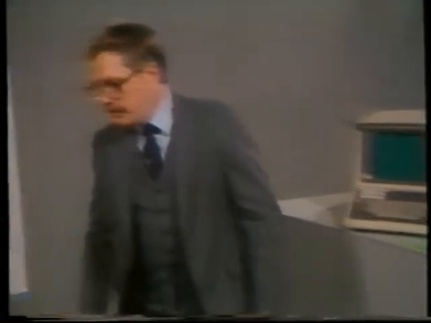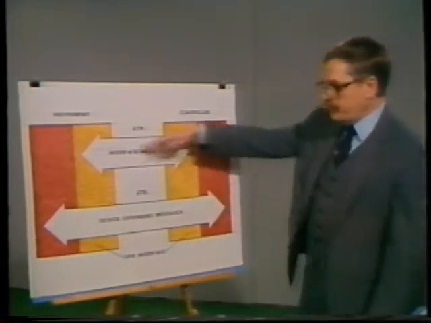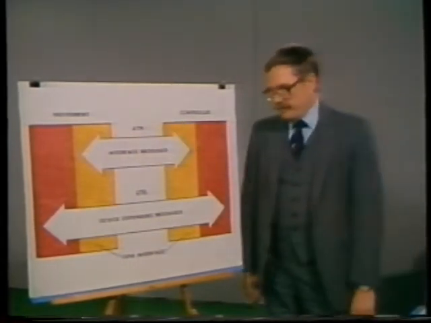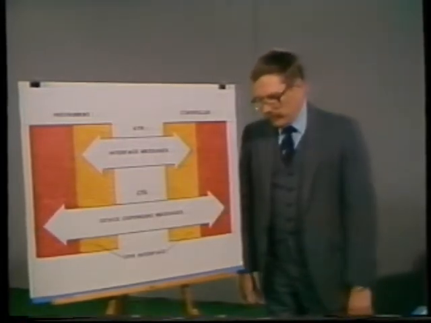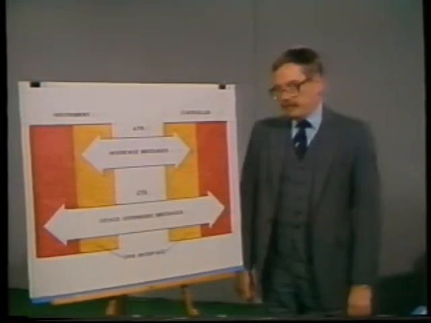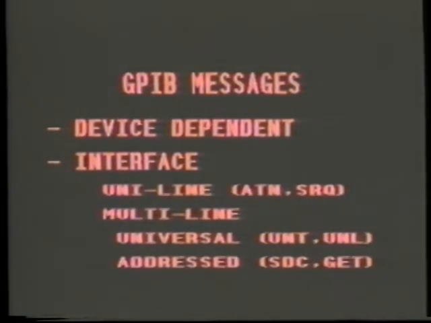IEEE 488 defines only interface functions, communications between the GPIB interfaces of the various devices. Device-dependent messages are completely up to the discretion of the device designer. These interface messages can be subdivided into uniline and multi-line messages. Uniline messages are sent by asserting one of the lines of the 5-wire management bus. Multi-line messages are sent by asserting the ATN, the attention line of the management bus, then putting a specific 8-bit byte on the data bus.